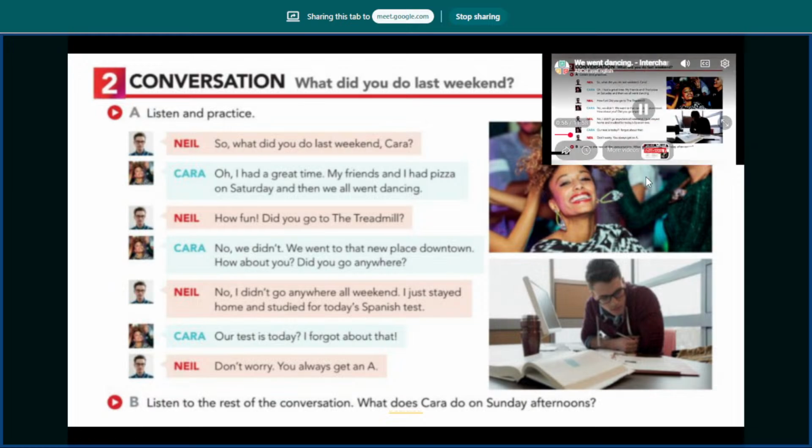Part B. Listen to the rest of the conversation. What does Kara do on Sunday afternoons? So, Kara, what did you do on Sunday? I stayed home in the morning. I just watched TV and read. How about in the afternoon? Oh, I worked. I have a part-time job at the university bookstore. I didn't know you had a job. Yeah, I'm a cashier there. I work every Sunday from 1 to 6.